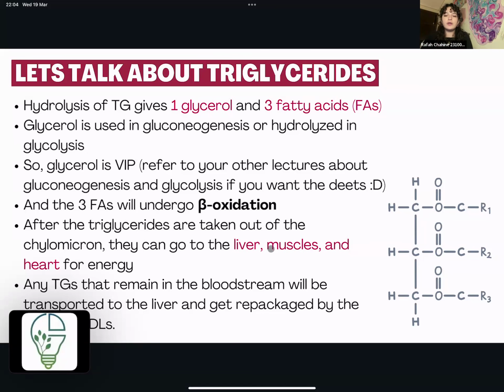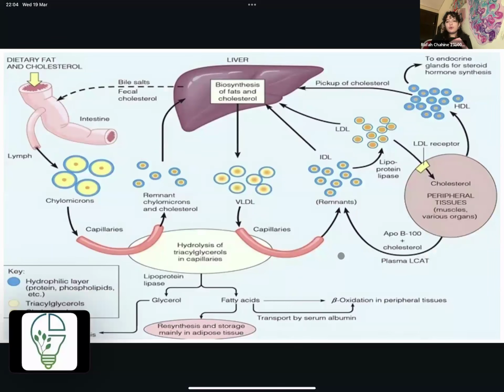After the triglycerides are taken out of the chylomicron, they're going to go to the liver, muscle, and the heart for energy. And any triglycerides that might remain in the bloodstream are going to be transported to the liver and get repackaged as VLDLs. And we're going to see that happening when we talk about lipoproteins in general. Over here, this is where you're going to see the chylomicrons and the triglycerides get repackaged as VLDLs.